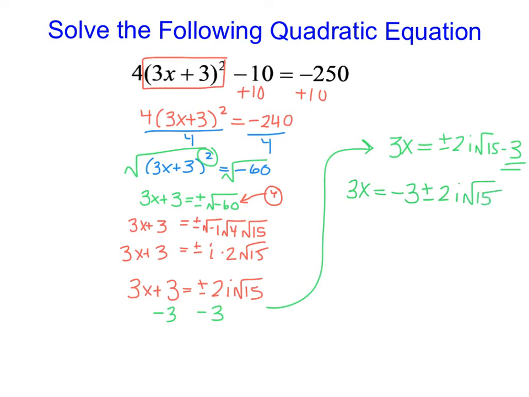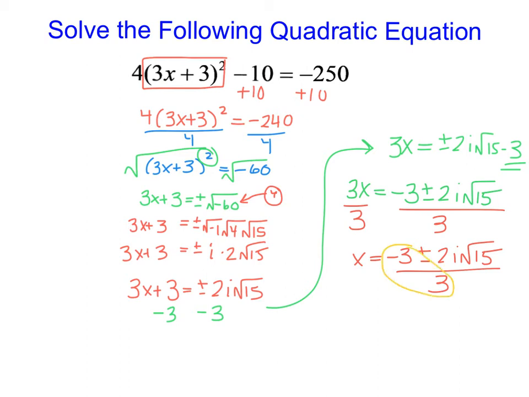square root of 15. Then from here, we need to get the x by itself, so I'm going to divide both sides by 3. So I have x is equal to negative 3 plus or minus 2i times the square root of 15 all over 3. And then if you really want to pay close attention to detail, you'll notice that negative 3 over 3 can be simplified to be negative 1.